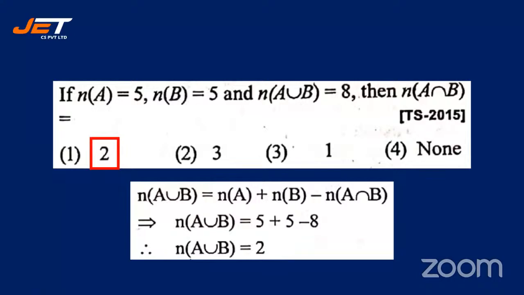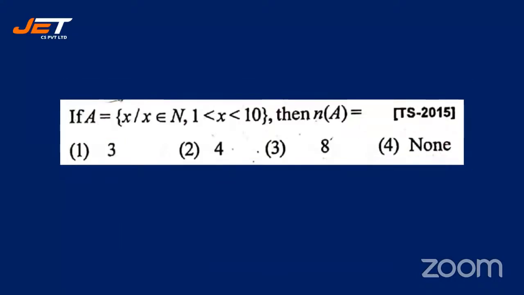See the key: n of A union B is n of A plus n of B minus n of A intersection B. So from this, n of A intersection B can be found out: 5 plus 5 minus 8, which is 2. All right, excellent.